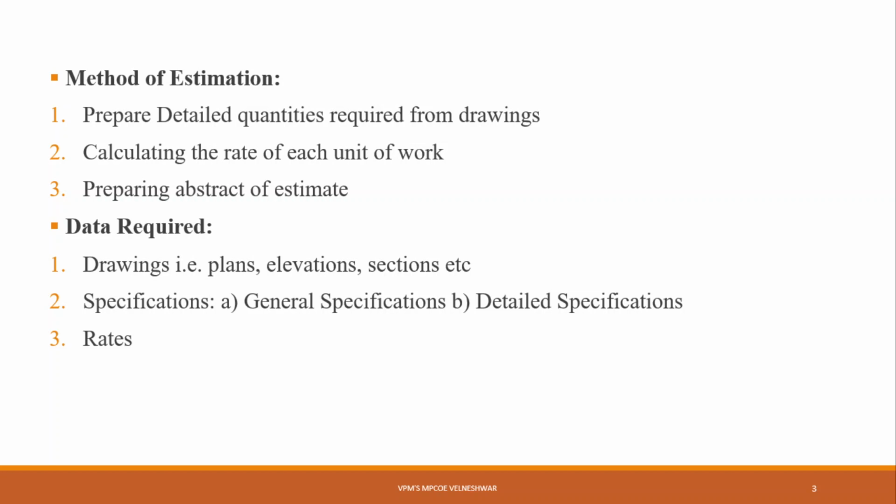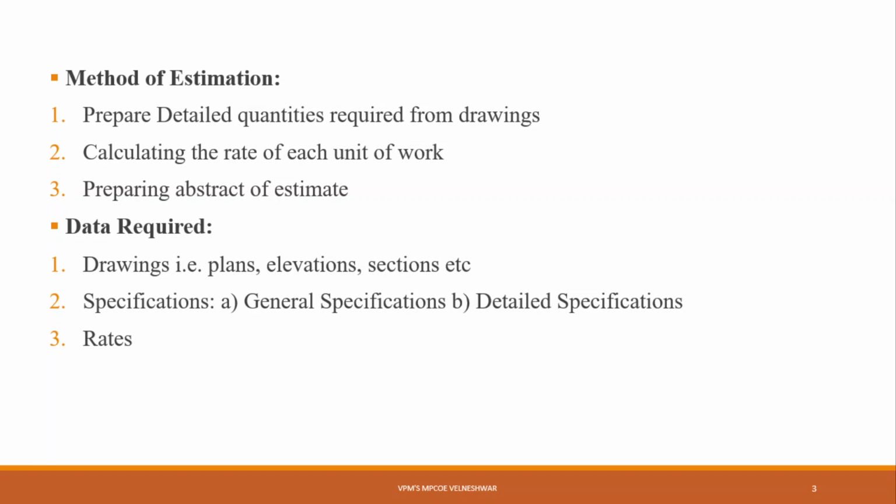That is calculating the rate of each unit of work. And then prepare the abstract for estimate. The abstract for estimate means preparing the cost sheet for estimate. This is the method of estimation. First you will require the drawings, then from the drawings you take measurements and do the calculations, and by doing the calculations you will get the quantities with their units. After that, you multiply the calculated quantities by the rate of that item, you get the cost of that item, and by adding all the costs you will get the estimated cost, right?